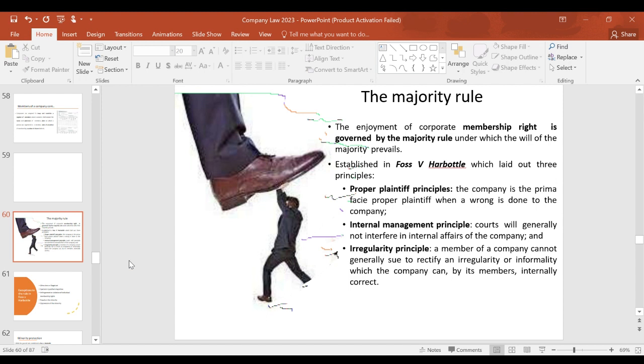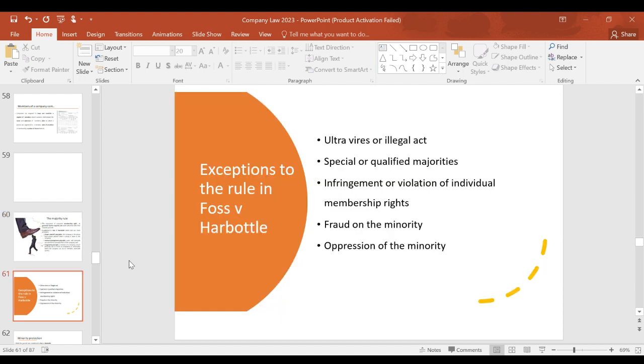There is also another principle, the irregularity principle, that was found in the Foss versus Harbottle case. Under this principle, small irregularities that can be corrected internally by the members themselves in a general meeting should not make a court meddle in the normal business of a particular company. So the court will be hesitant in coming to aid the minority in case there is a problem with a decision which was made by the majority in a general meeting.